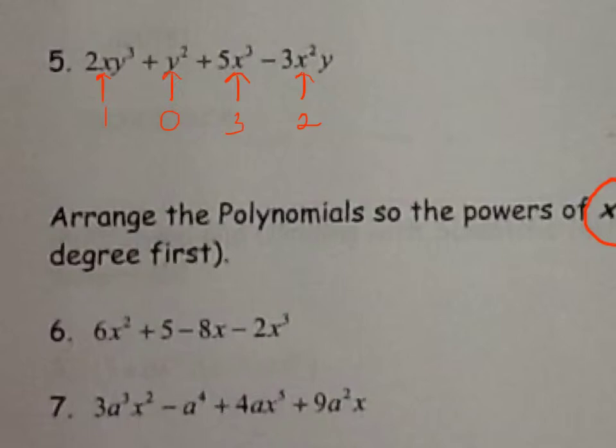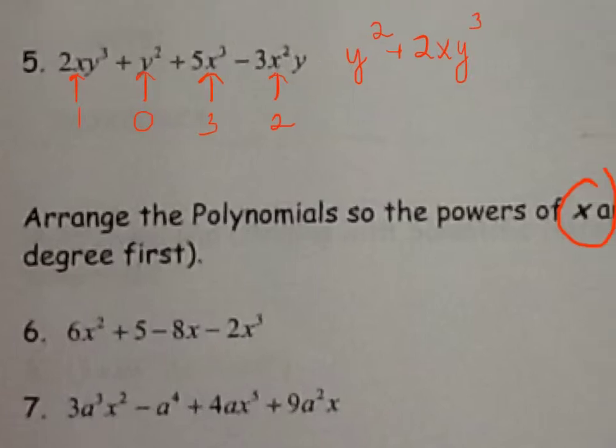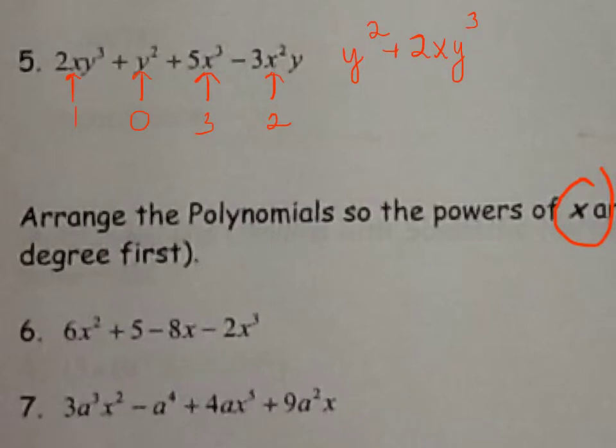So if I rearrange it in ascending order, I'm going to go with this. Y squared first because there's no x's there. Then I'm going to go with the 2xy cubed. So even though the y is cubed, don't worry about it, only looking at the x's here. Then I'm going to go with the minus 3x squared y, and then the 5x cubed on the end. Okay, so once again, don't worry about any y's.